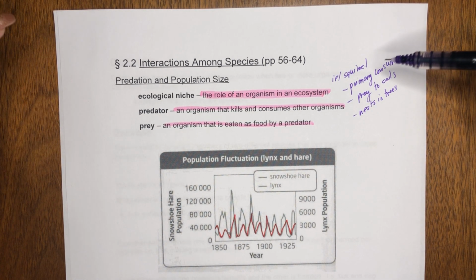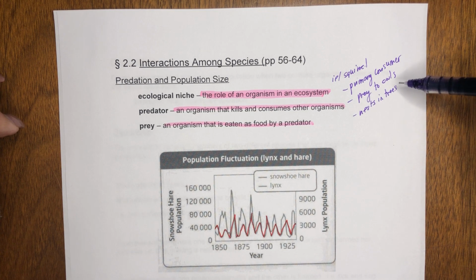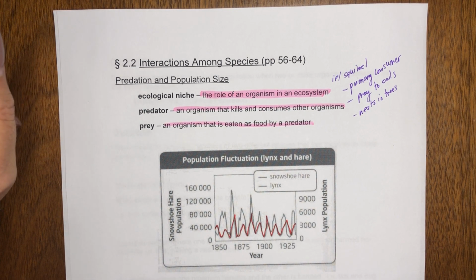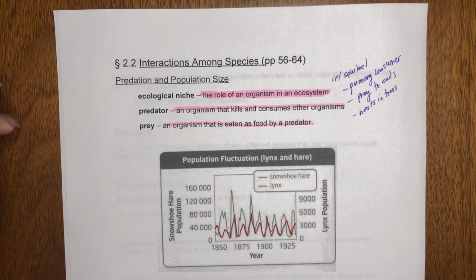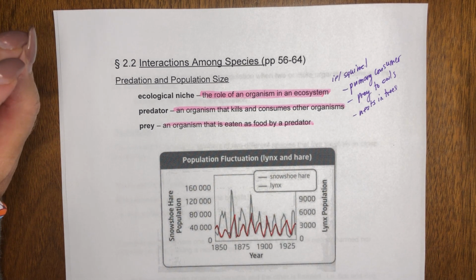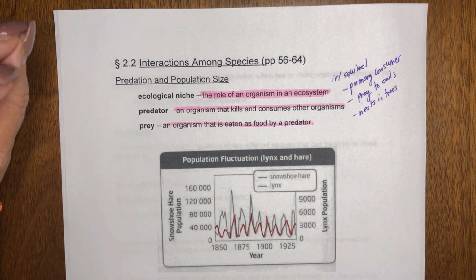And for a squirrel, we could say part of its niche is to be a primary consumer, that it's prey to owls, and it nests in trees. So predators are organisms that kill and consume other organisms. So that would be the owl in this case, and the prey is an organism that is eaten as food by a predator. So if we take the data of a specific predator-prey relationship, we can make a graph.